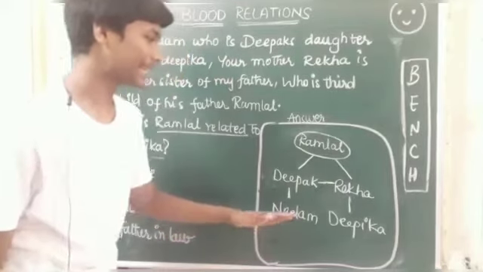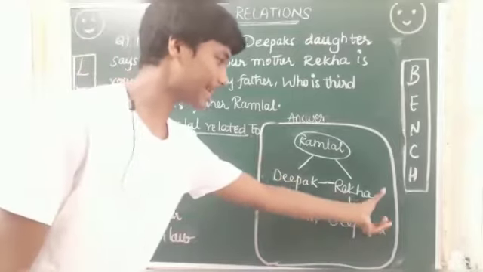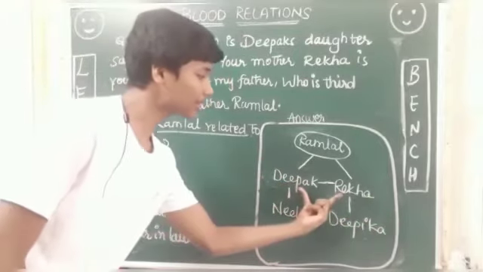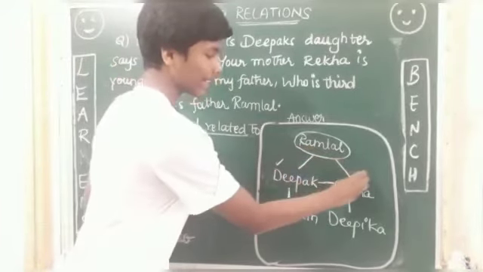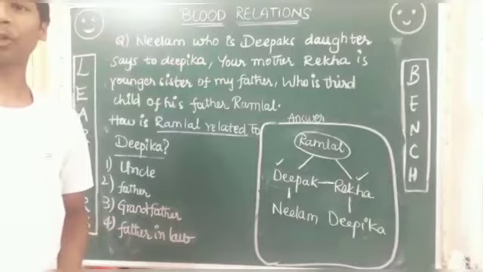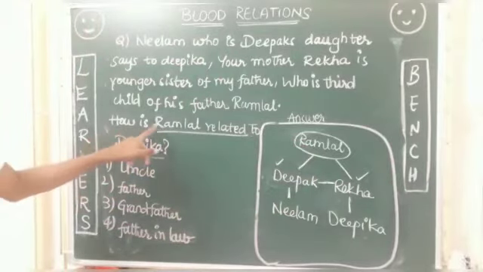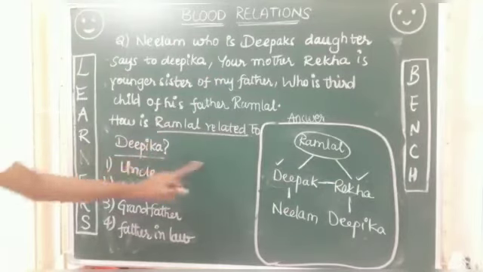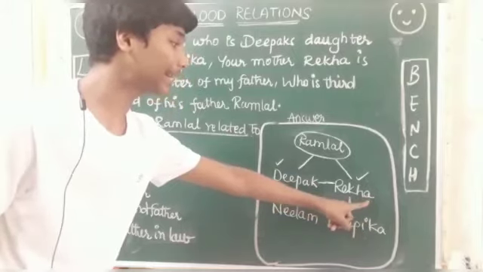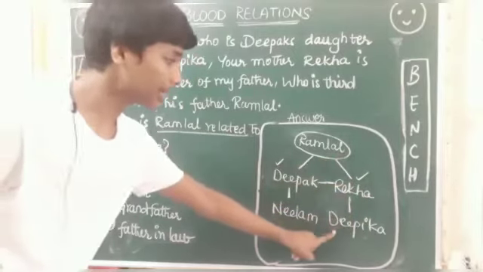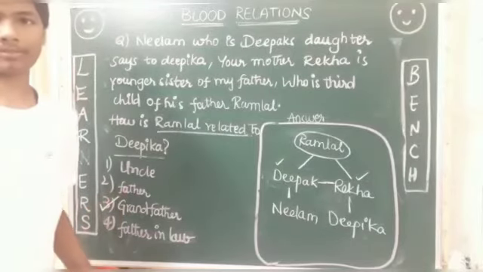Once again, let me give you clarity. Here we used parent and child relation. Here also we used parent and child relation. Here we used sibling relation, and Ramlal is father of both Deepak and Rekha. I hope you understand the diagram totally. Now let's do the question. How is Ramlal related to Deepika? Deepika's mother is Rekha and Rekha's father is Ramlal. So Deepika's grandfather is Ramlal. So grandfather is the correct option.